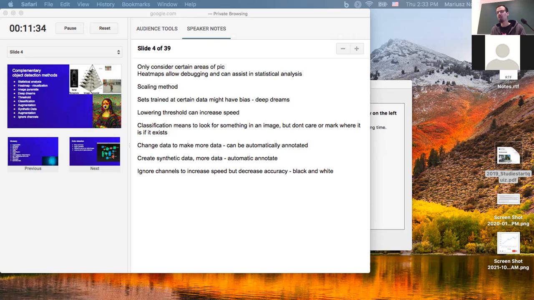If you work on a black and white image, you only care about 0 to 256. There's data points or one channel. Easy peasy. A lot faster. It has some drawbacks that I will come to later because it broke my project, but yeah.